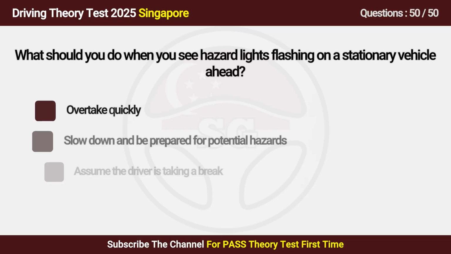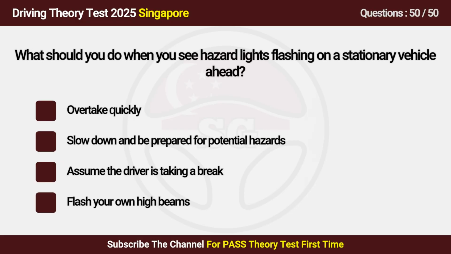Question 50. What should you do when you see hazard lights flashing on a stationary vehicle ahead? A. Overtake quickly. B. Slow down and be prepared for potential hazards. C. Assume the driver is taking a break. D. Flash your own high beams.